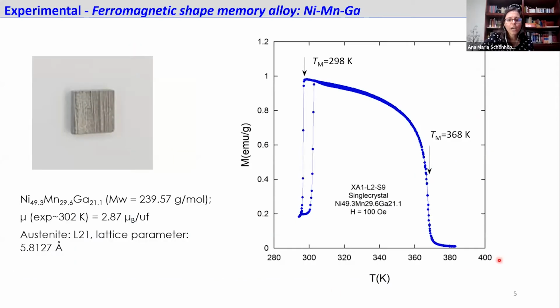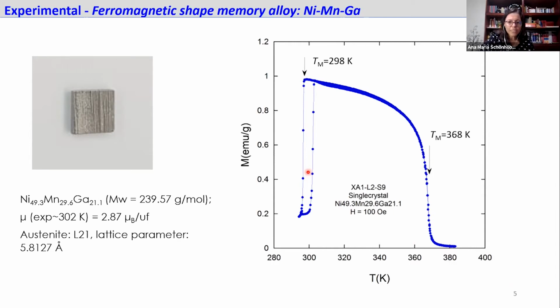Here we can see the temperature dependence of magnetization after cooling the single crystal from 385 Kelvin, and then heating from 285 to 340 Kelvin. From here, we can see the single crystal nickel manganese gallium undergoes a martensitic transition around 300 Kelvin, which means the single crystal is in a martensitic phase at room temperature.